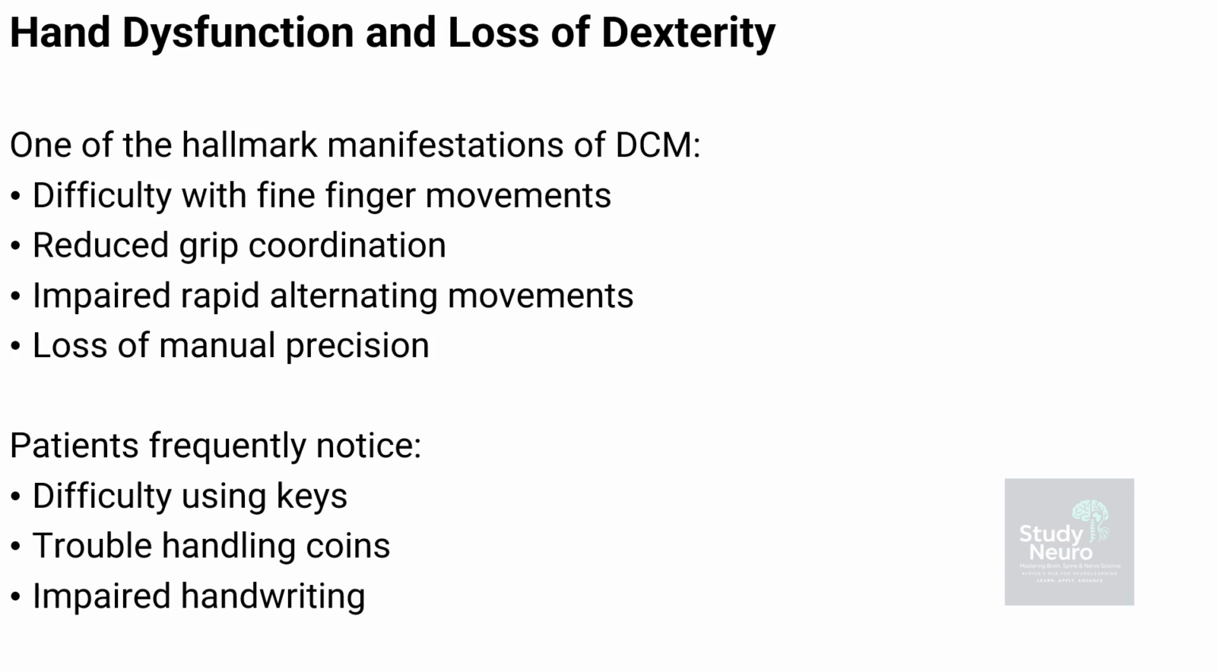In daily life, this shows up in very practical ways that patients notice first, such as struggling to use keys, handling small objects like coins, or producing steady handwriting during routine tasks that once felt automatic and effortless. Small tasks become frustrating. These changes often progress slowly, and next to weakness or sensory symptoms, they strongly suggest an underlying cervical cord process affecting skilled hand function rather than a simple peripheral nerve problem.